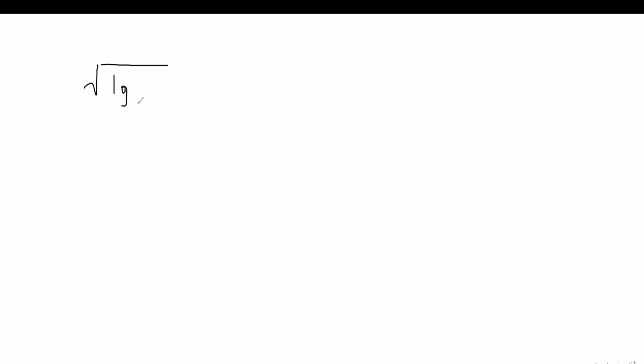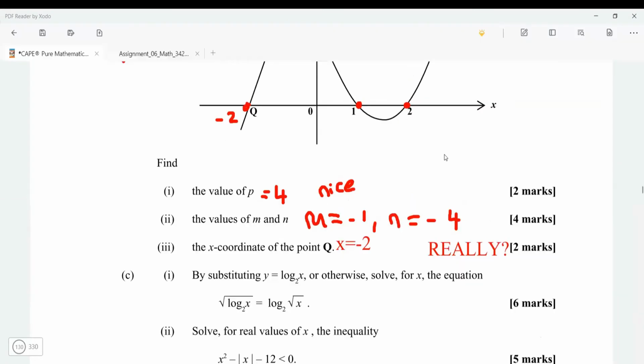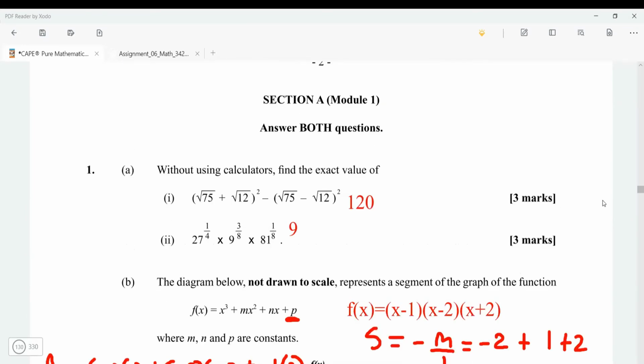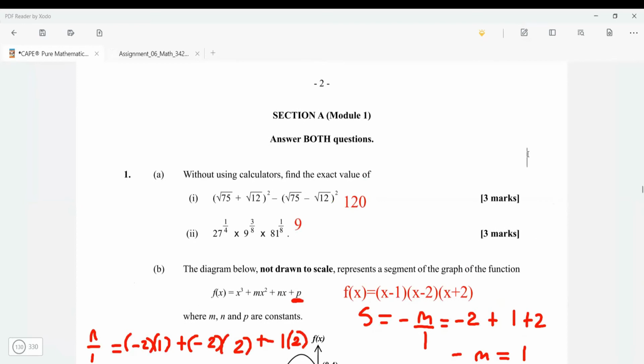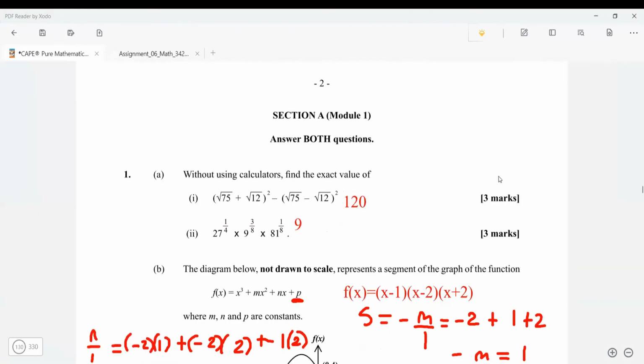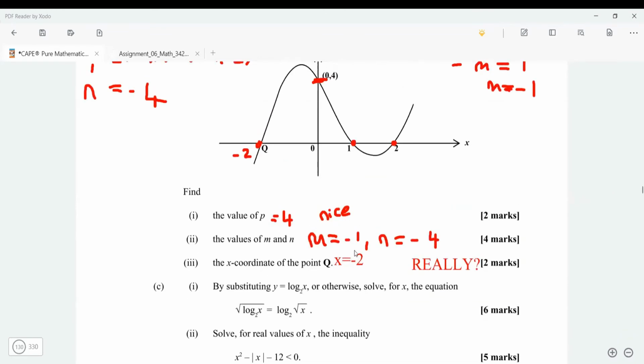Oh, sir. Yeah. How do you get -2 for q again? Oh, we got -2. Remember we said that q is the x coordinate. Let me scroll up a little bit. Let me fix that. All right, how did we get q to be -2?